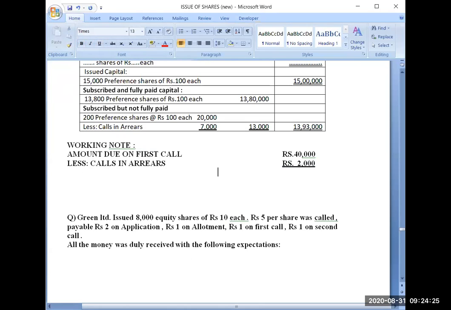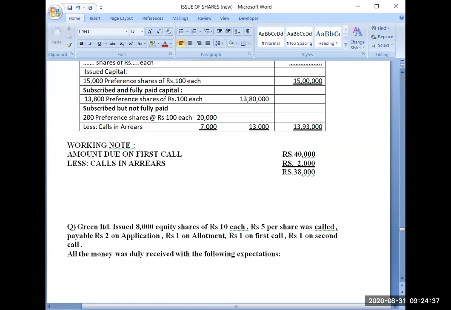So it will be 38,000. Now I have received some amount in advance also. Add calls in advance. How many shares have paid you advance money? 300 shares.